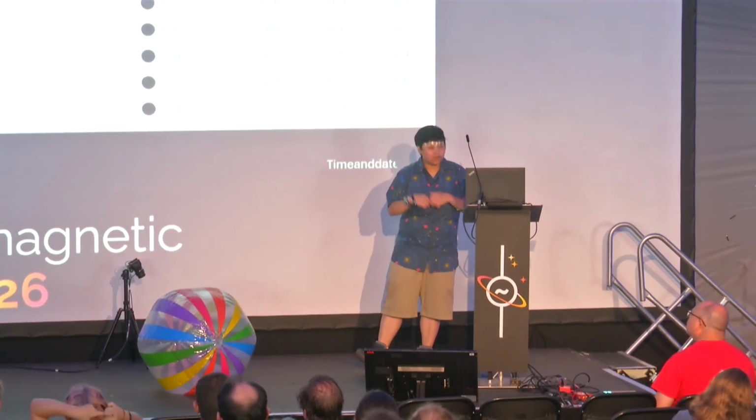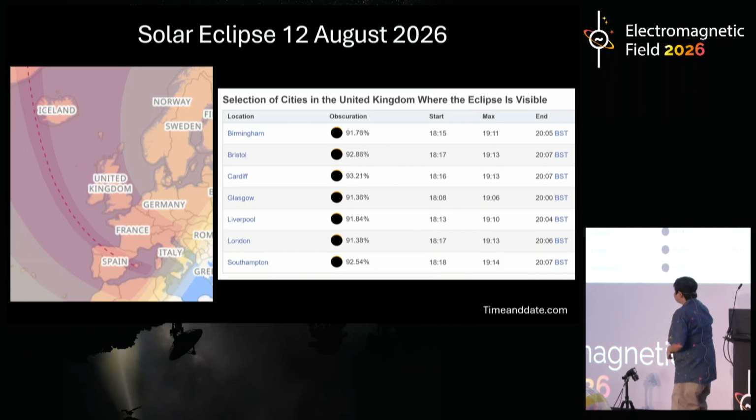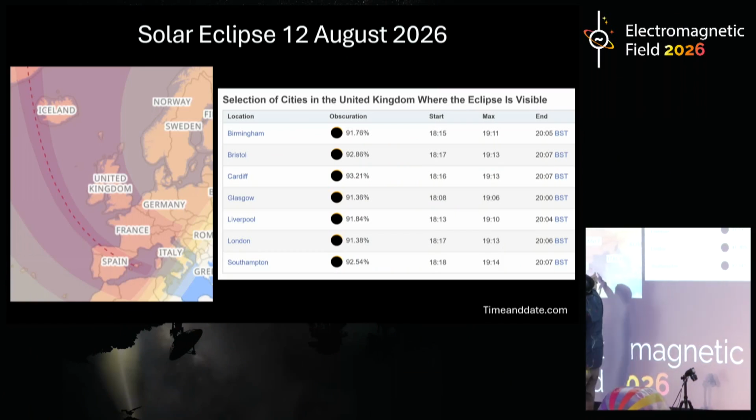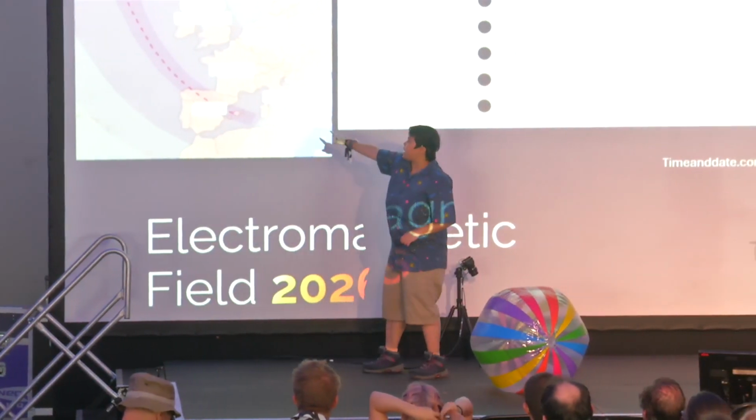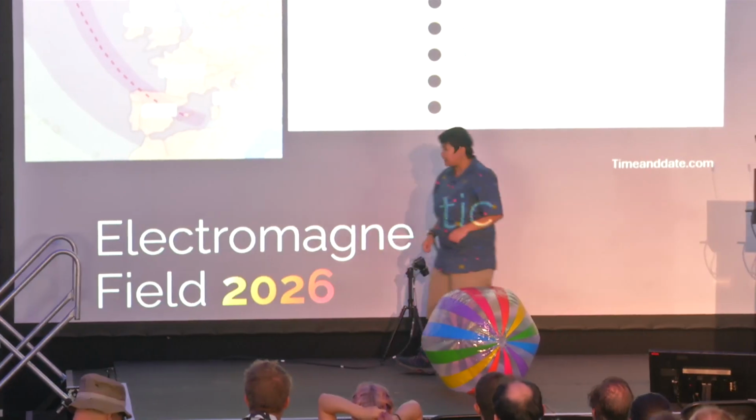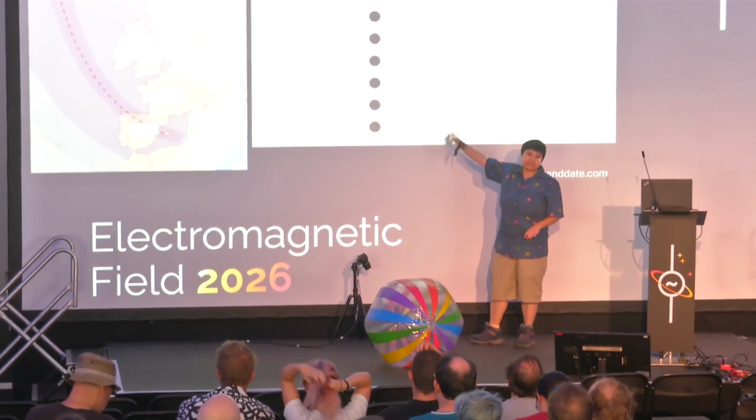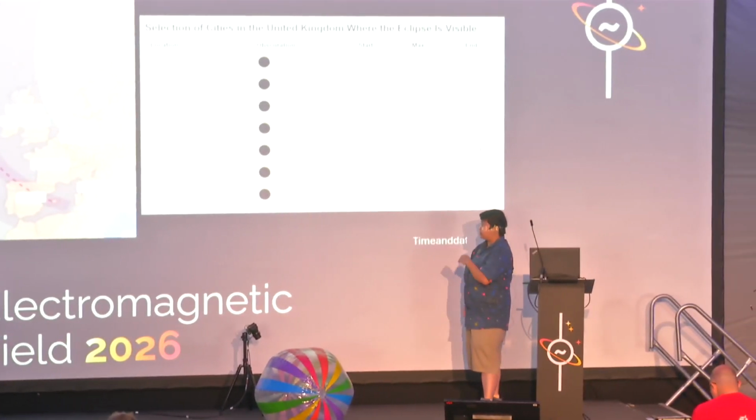Now, we are going to have quite a deep partial eclipse next month. On the 12th of August, we are going to see a partial eclipse. This dark line here is where the total eclipse is going to be. It's going to pass through Iceland and Spain. And for us, the moon is going to block out about 90% of the sun. It does depend on where you are in the country.